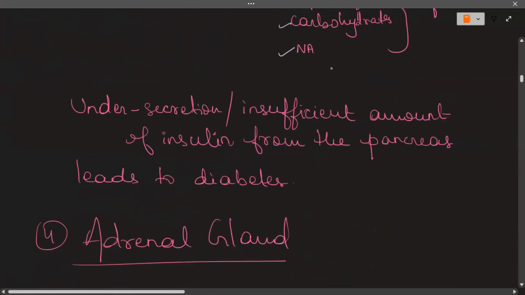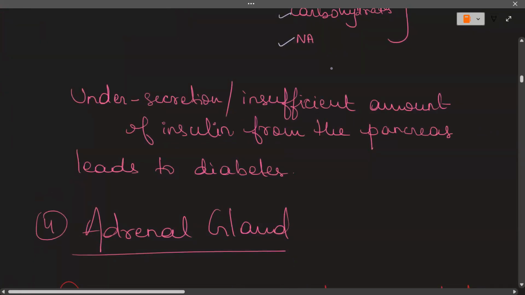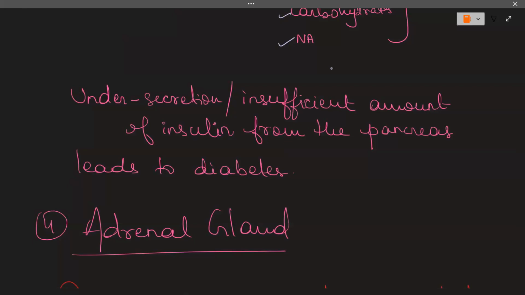Yes, ma'am. Now, the most important disease related to the endocrine aspect of the pancreas is when insulin will be under-secreted. Insufficient insulin will cause diabetes. Because when insulin will not be there, the blood sugar will not be lowered and it will be constantly high. That is the symptom that leads to diabetes.